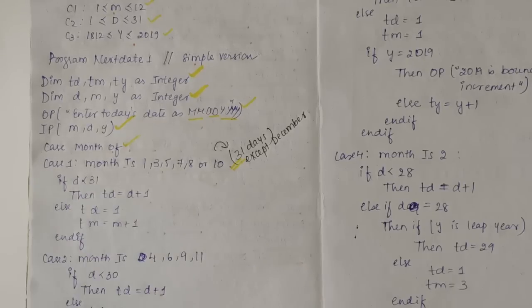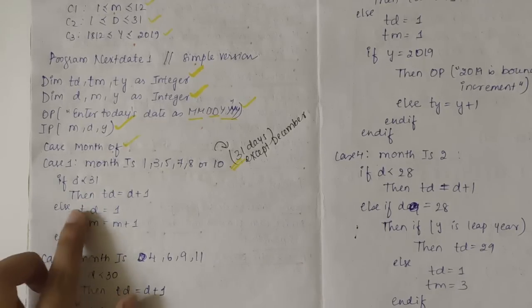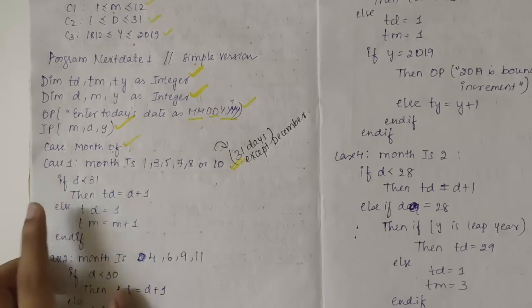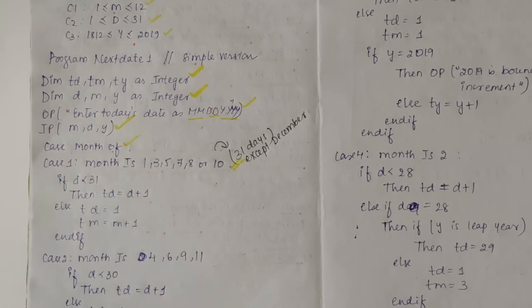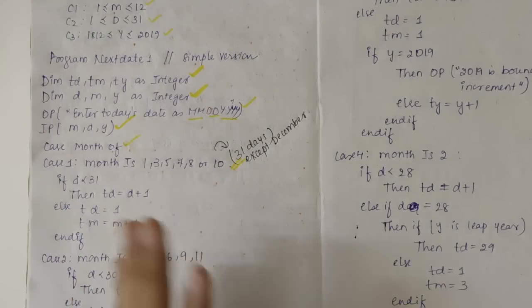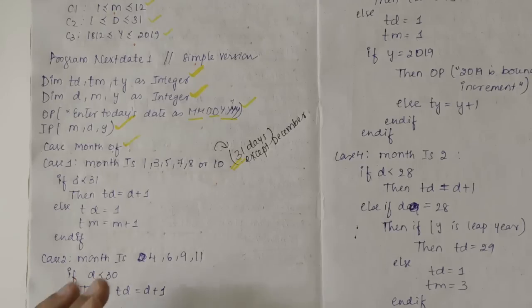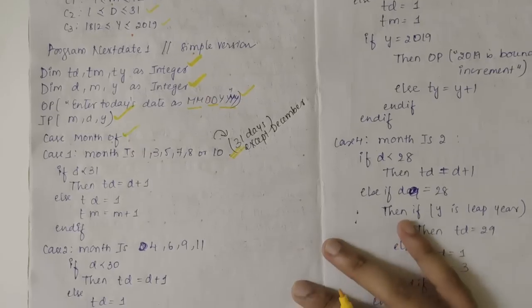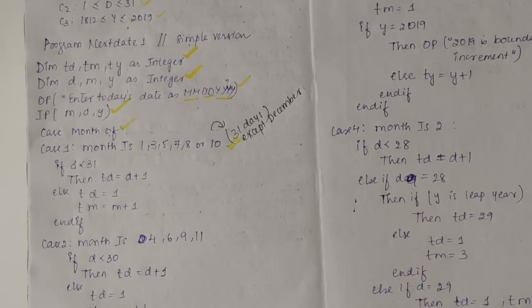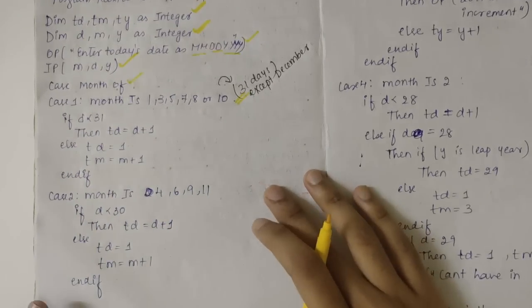So if D is less than 31, I'll be updating the tomorrow day value, that is TD is equal to D plus 1, else I'll be taking D is equal to 1. That is, if it is not less than 31, if it is 31, then I'll take the next day. That is, we'll get into the next month, right? So if I'm taking 31st Jan, I have to find the next date. It will be 1st Feb, right? That is, the month will get incremented. T of M is equal to M plus 1. We'll end this condition and move on to the second condition.